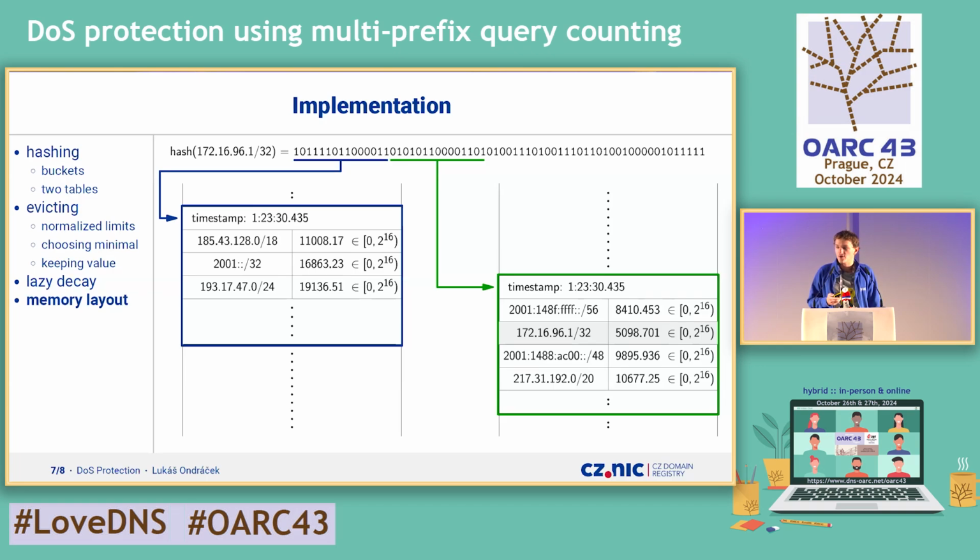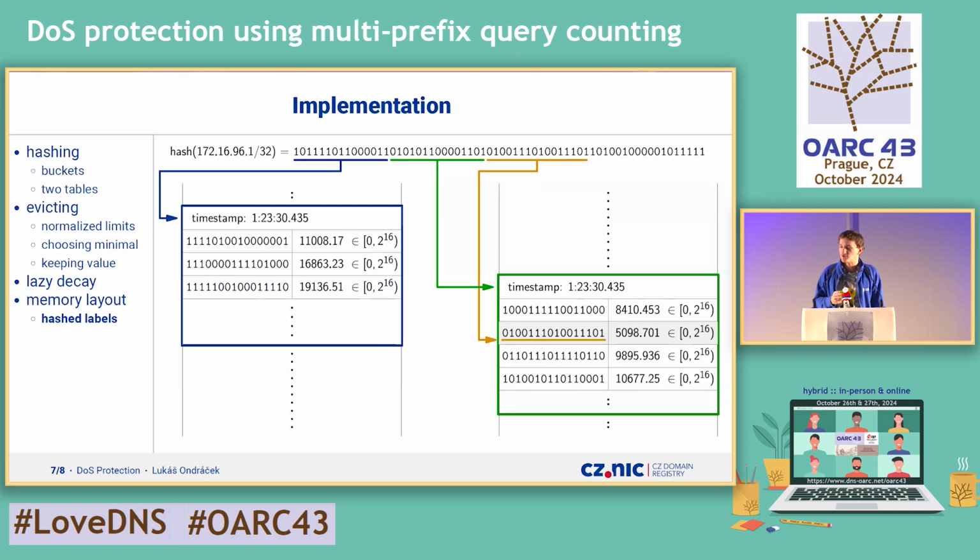So now, how to store it in memory in a more condensed way. Storing the addresses is too long for storing. So instead, we store another part of the hash as the label there. There are only a few rows in the two buckets, so the probability of collisions is very small here.